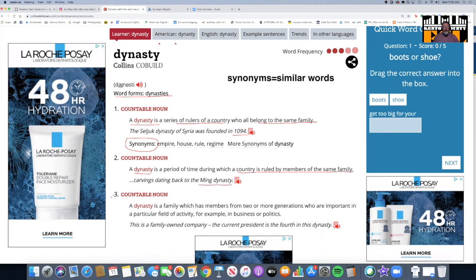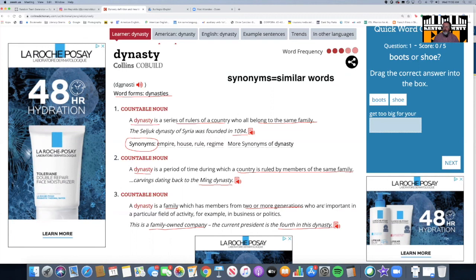And then notice number 3, it says a dynasty is a family, 2 or more generations. So this is probably like the baseball dynasty or political dynasty. Maybe not as long as a family. But again, notice the example says this is a family-owned company. The current president is the 4th in this dynasty. Wow. So again, this company's been around a long time, probably not 200 years or 300 years.